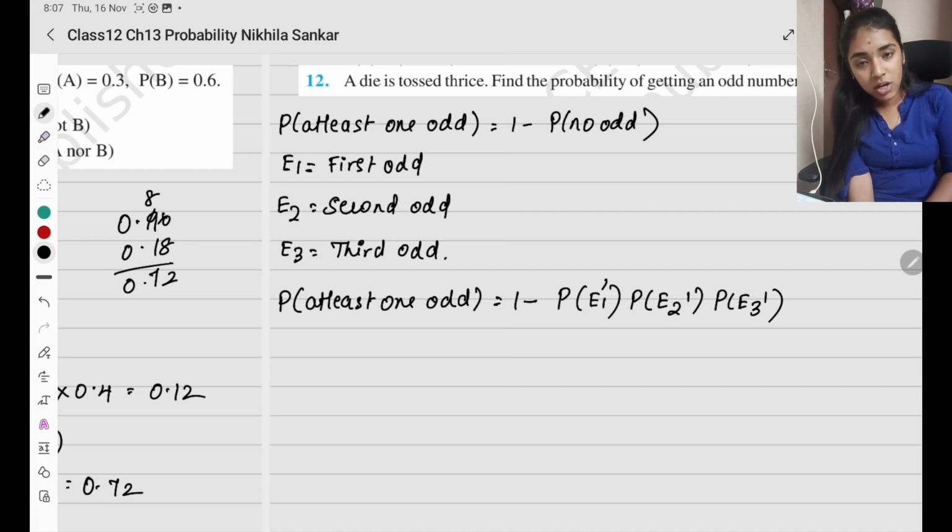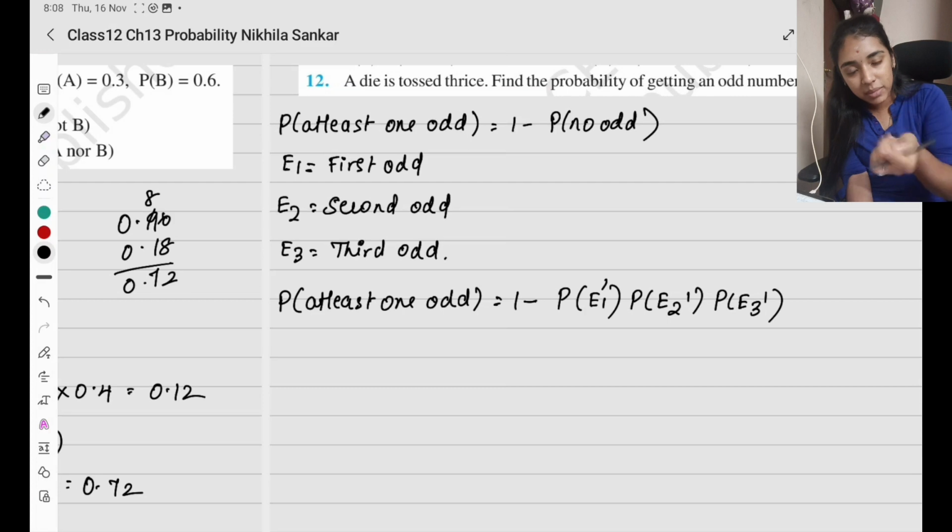Understood? What does it mean if an odd number did not come? At least one time means once, twice or thrice. What is its negation? It never comes. So that is what we are going to do. For at least once, if we add up the different cases, one time, two times, three times, so to do this we can do 1 minus the negation.